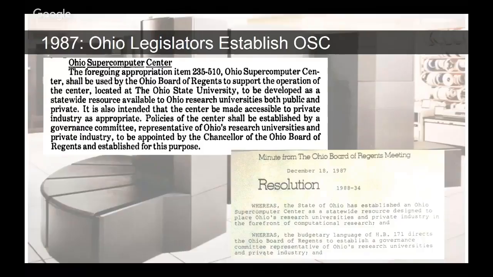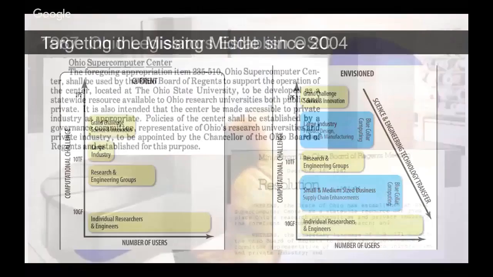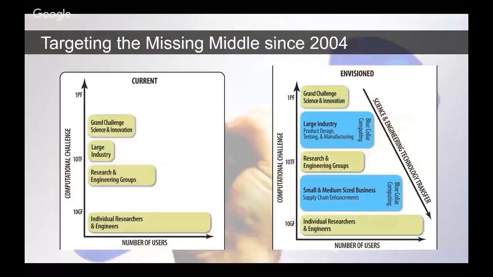If you fast forward to about 2004 or so, our former executive director, Stan Ahalt, who's now at Renci, North Carolina, gave a keynote address to the SC 2004 conference in Pittsburgh, where he came up with this term and this concept of the missing middle. And this is a chart from around that time frame.